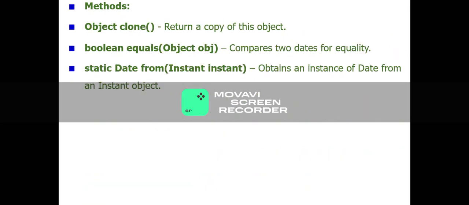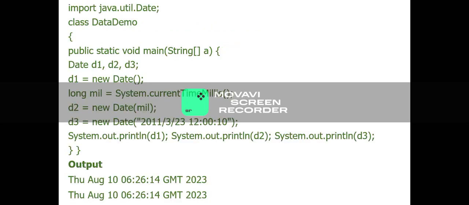And clone is used to take a copy of it, and equals compares whether dates are equal or not. There is also the from method, which obtains an instance of date from an Instant object. So we'll see it here.